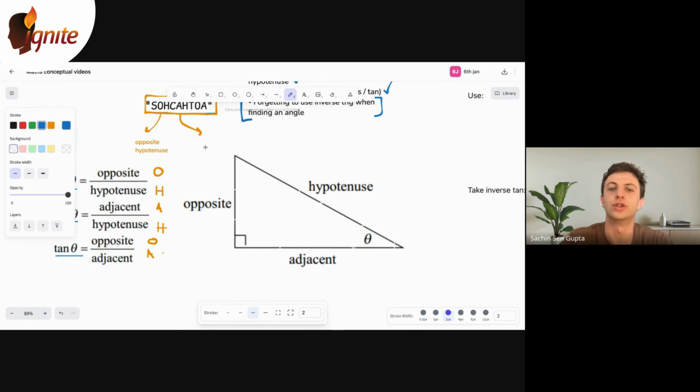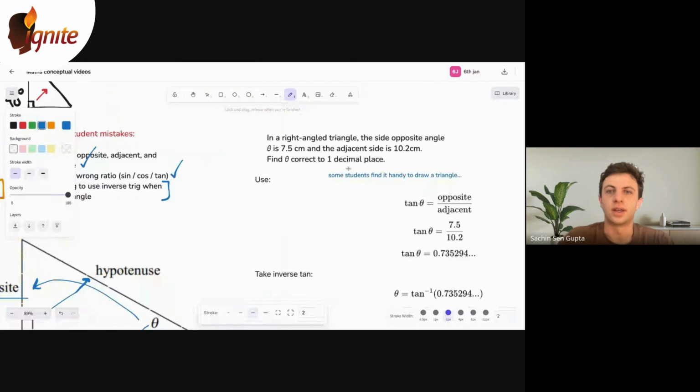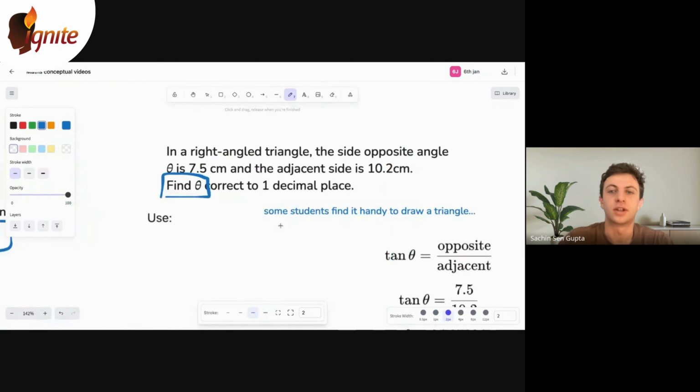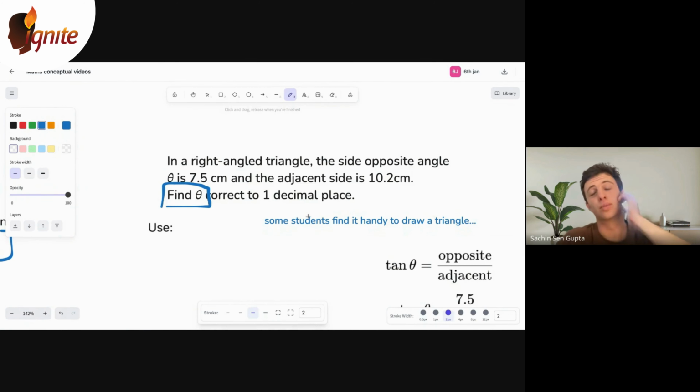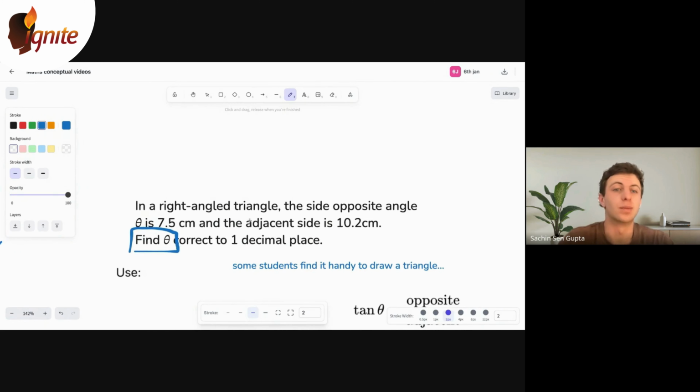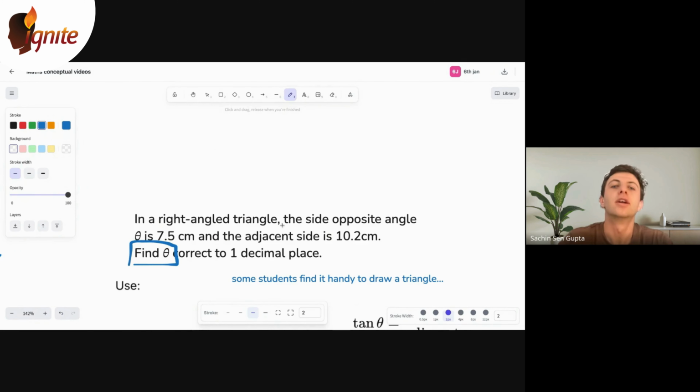This is what we drew. Opposite is opposite the angle. Hypotenuse is the longest side, which is always opposite the 90 degrees, and adjacent is the one next to the angle. So what are we asked to find here? The angle. Some students will find it handy to draw a triangle. In most questions you will be given a triangle, but I wanted to make it a bit more difficult and practice what we just practiced. In a right angled triangle, the side opposite the angle theta is 7.5 centimeters, and the side adjacent is 10.2.